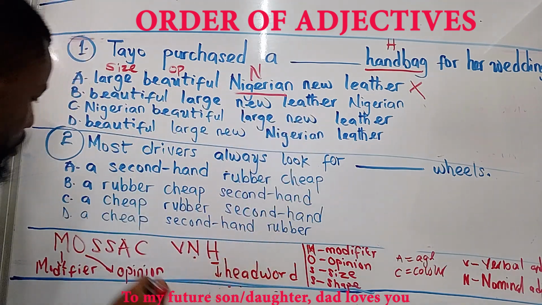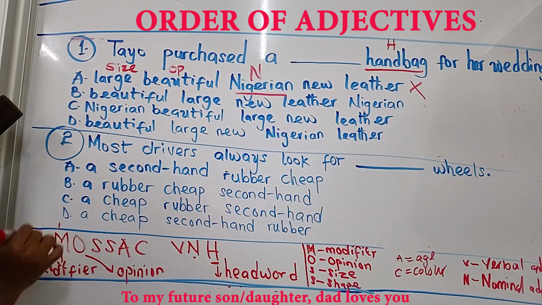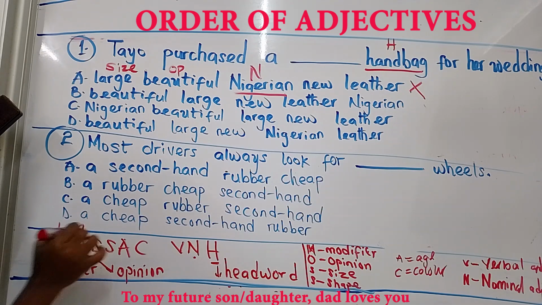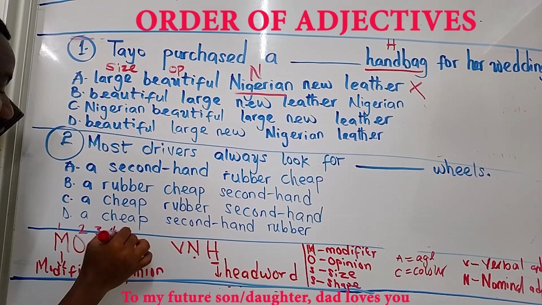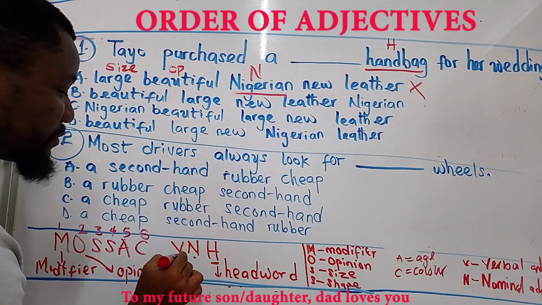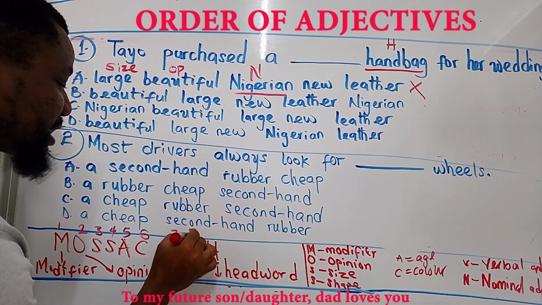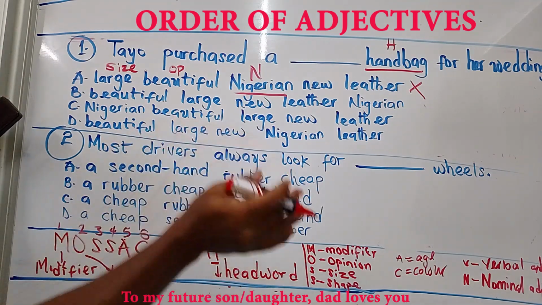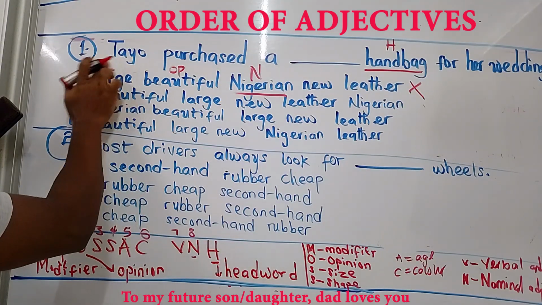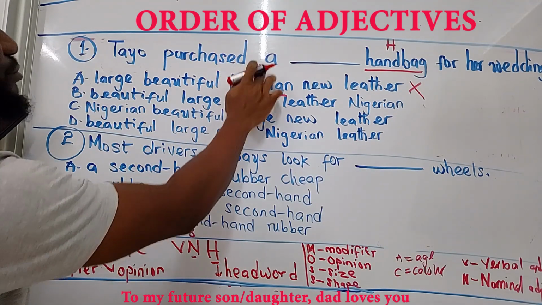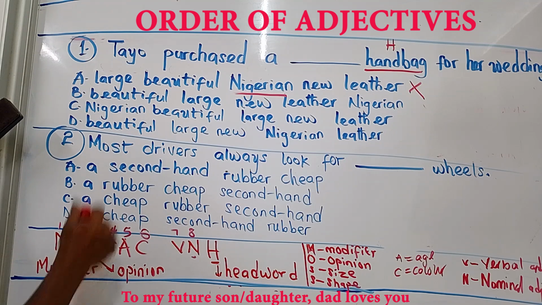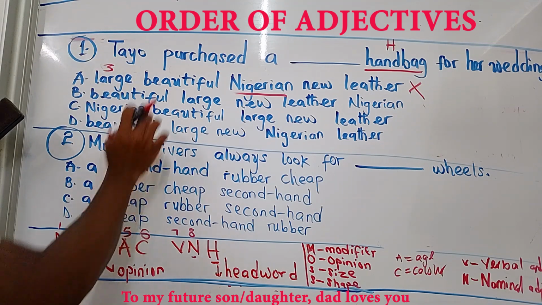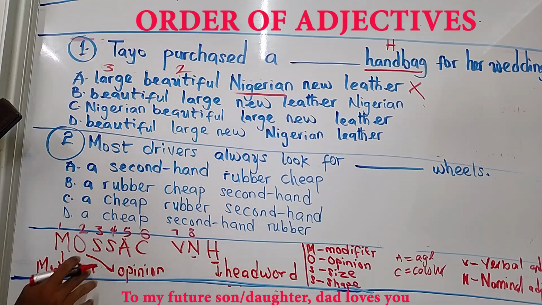Let's number this first of all. Let's say M is 1, opinion is 2, size is 3, shape is 4, age is 5, color is 6, verbal is 7, nominal is 8, then H is 9. We don't need H. Let's use the number system. I think that'll be fine. That will help us get it better. So large here is talking about size, that's number three. Beautiful is opinion, that is two.